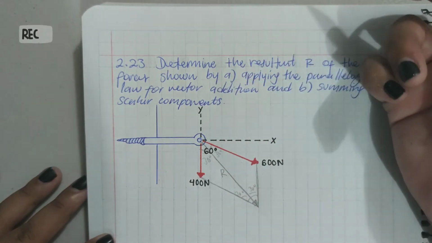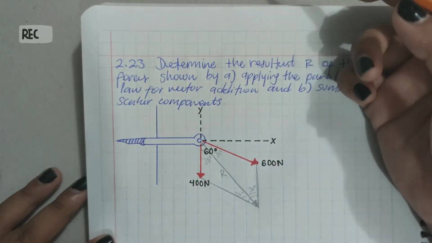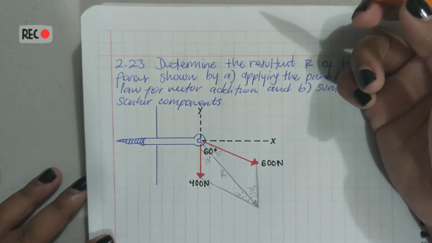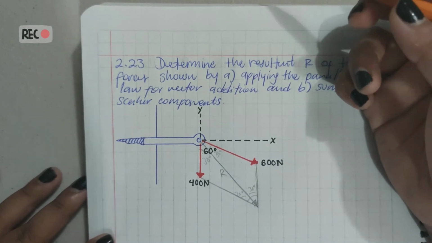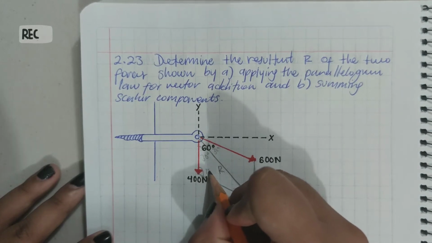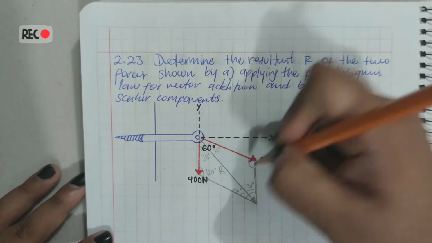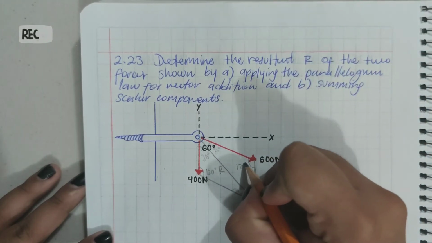Since the internal angles of a triangle add up to 180 degrees, we know that this angle here is equal to 120 degrees and this is equal to 120 degrees.